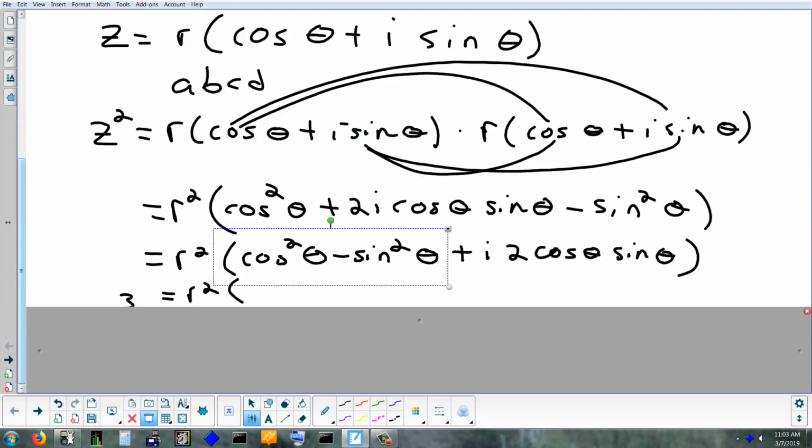Now, there's not really much you can do with r squared. But this is something: cosine squared minus sine squared. It's not cosine squared plus sine squared. That would be 1. There was an identity for cosine squared minus sine squared, and it's from section 7.5. Does anyone remember what that one is?